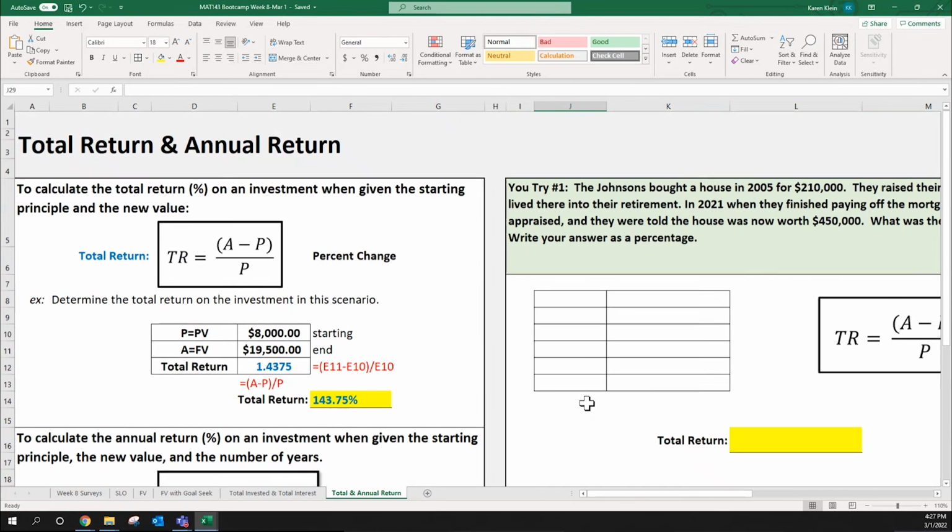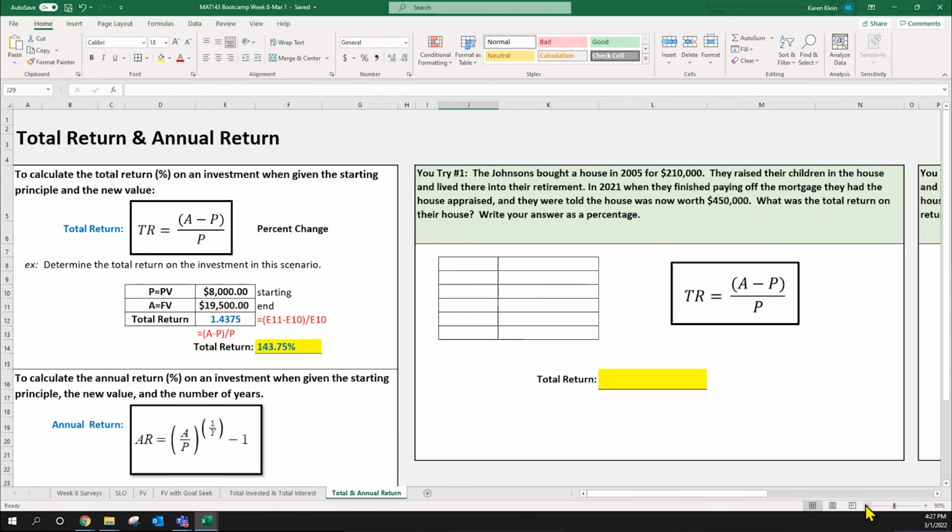All right, let's work these last two examples and then we'll head out for the day. It says the Johnsons bought a house in 2005 for $210,000. They raised their children in the house and lived there into their retirement. Then in 2021, they finished paying off the mortgage. They had the house appraised and they were told the house is now worth $450,000. What is the total return on their house?